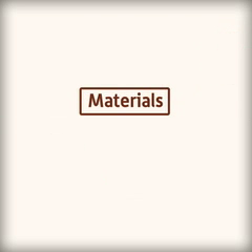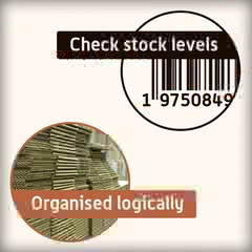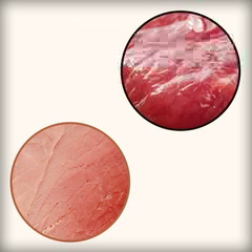The materials for each process should be organised in a logical way so that workers can easily find the materials they need. This could include barcodes for keeping an eye on stock levels, and materials need to be stored carefully. For example, in the food industry, to avoid contamination, raw meat should not be stored next to cooked meat.